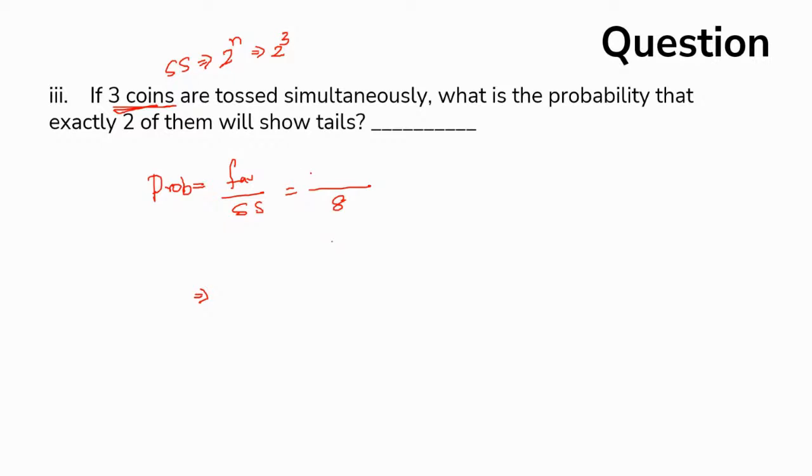And a favorable event, so favorable event is nothing but exactly two show tails. So in that case, head tail tail is a possibility, tail head tail is another possibility, and tail tail head is another possibility. So three possible ways are there. So the probability is nothing but 3 by 8. So answer for this one is 3 by 8.